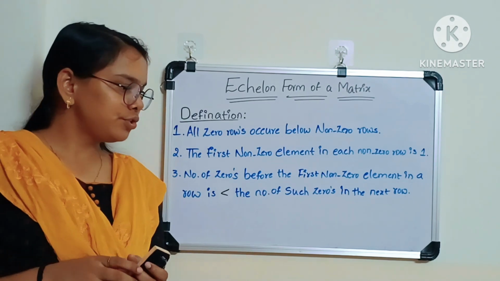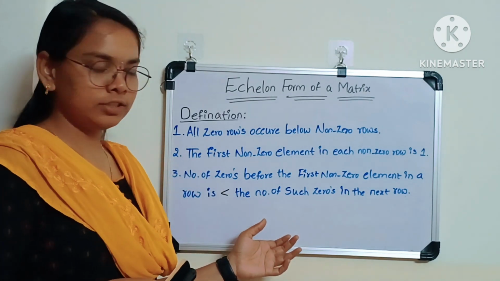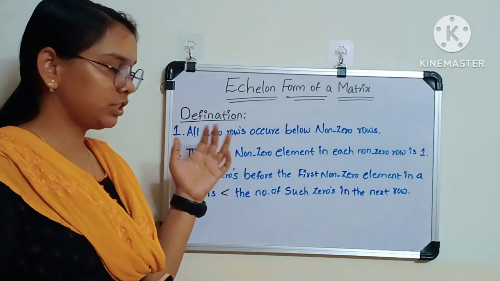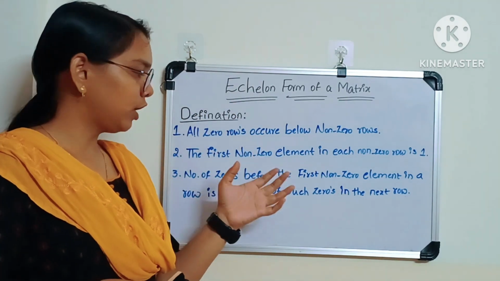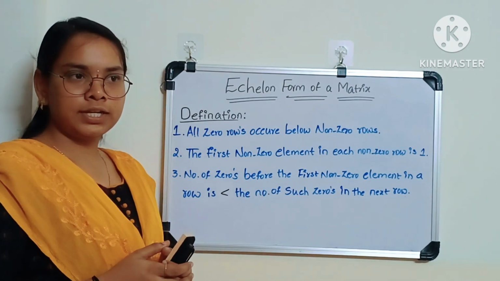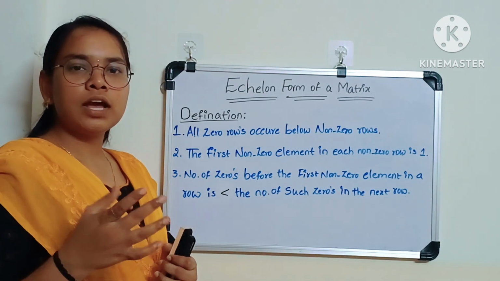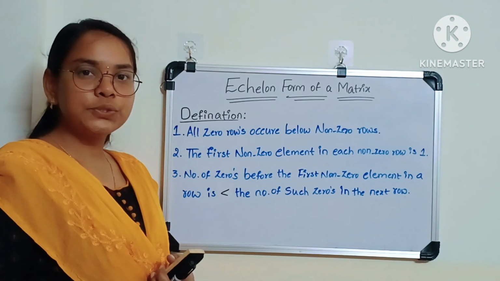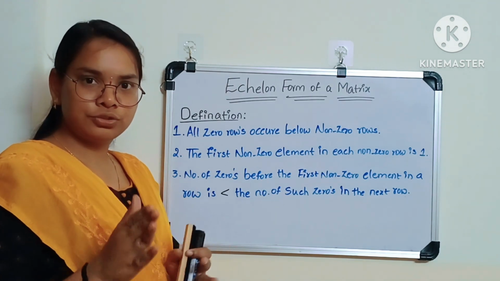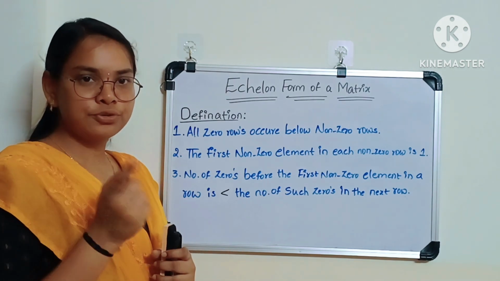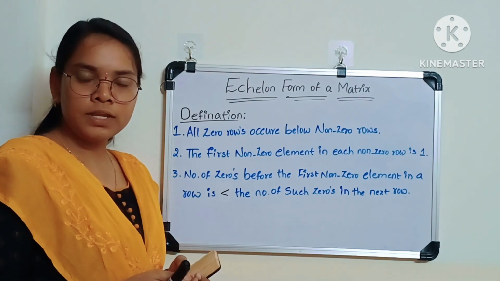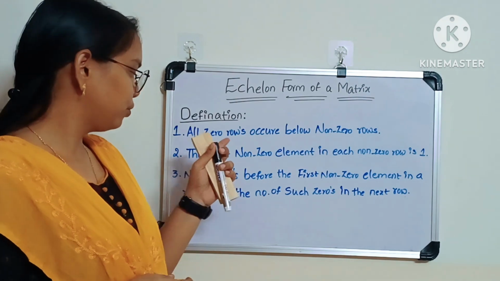Before we start, let us go through the definition of echelon form, or you can say the steps we need to follow for finding the echelon form of a matrix. Why do we have to learn this? Because whenever they give any matrix, they ask us to find the rank of the matrix using echelon form. So for converting a given matrix into echelon form, we have to know how echelon form looks and what conditions it follows.